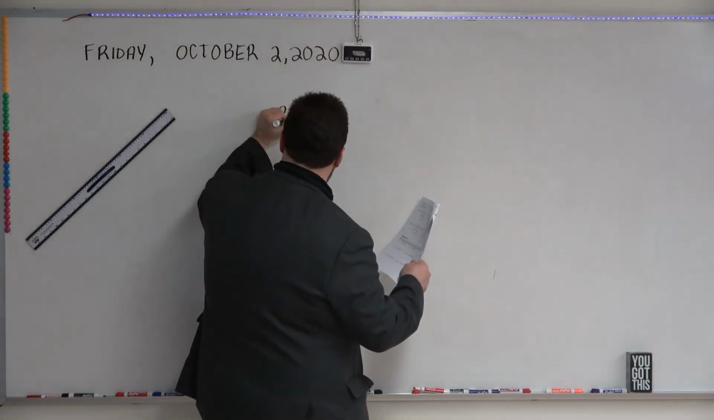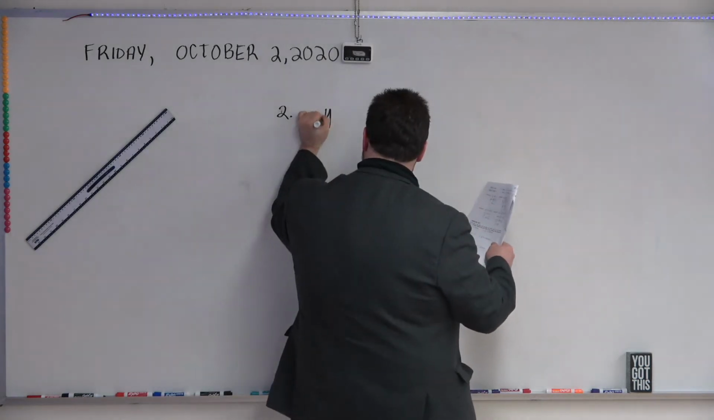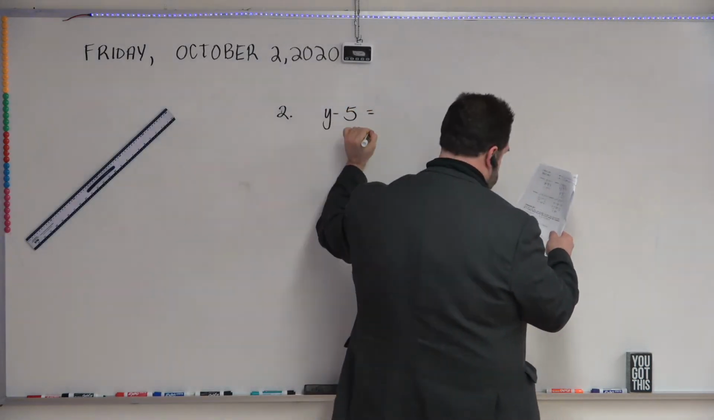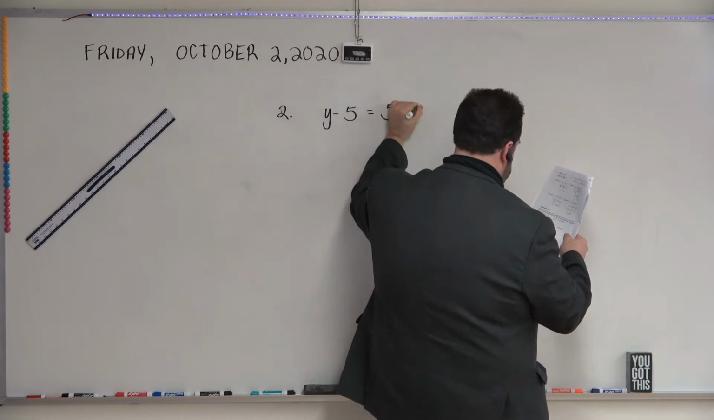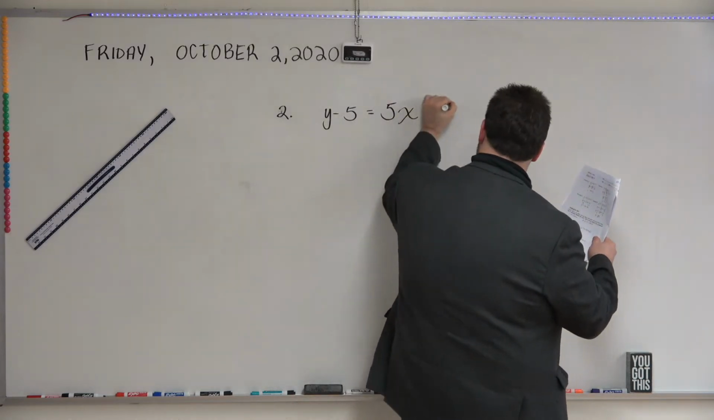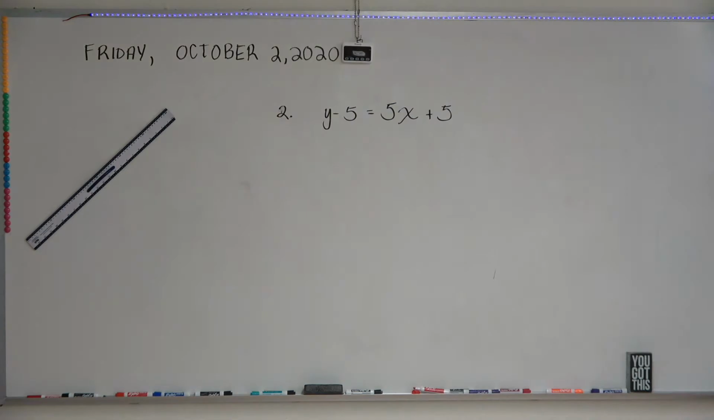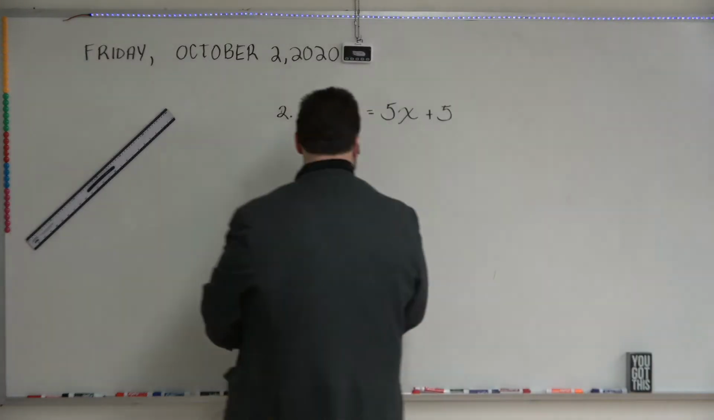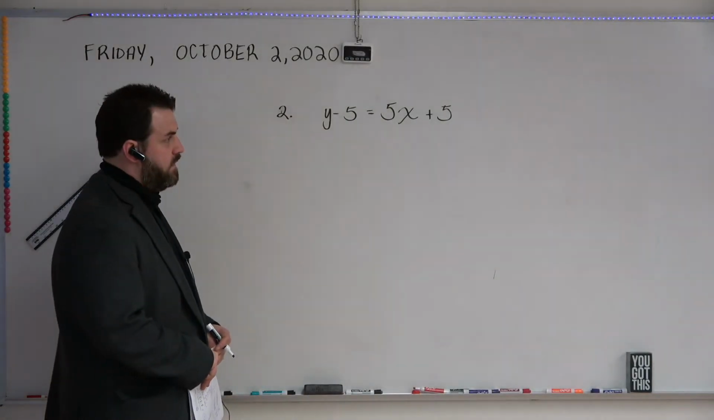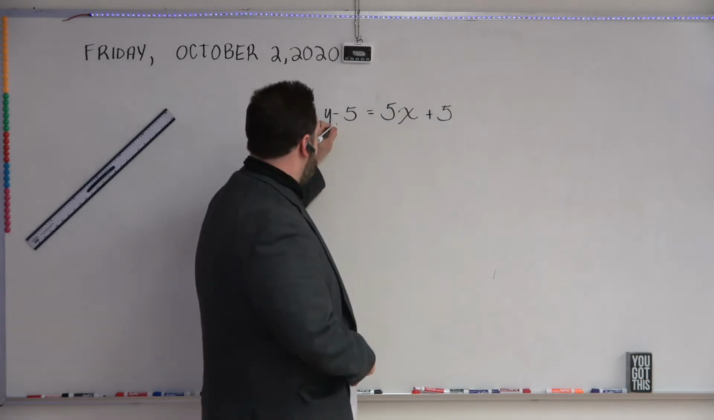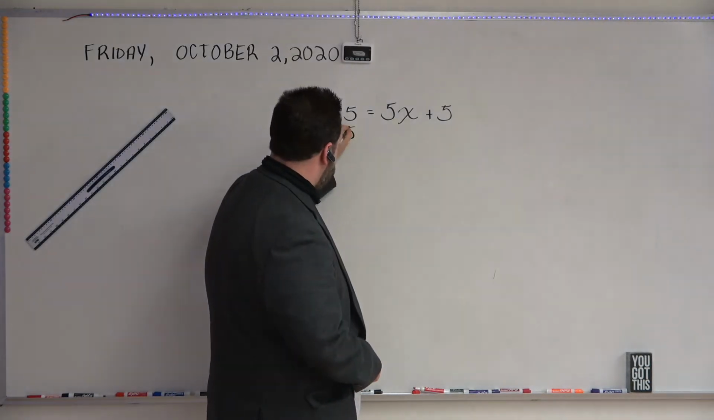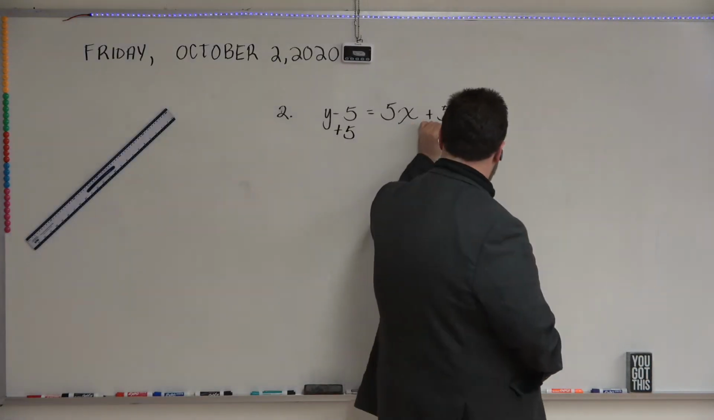Okay, here's number 2. y minus 5 equals 5x plus 5. What's the first step? Put plus 5 under the negative 5. Very good. So put a plus 5 under the negative 5.